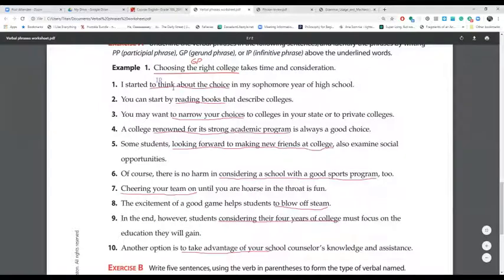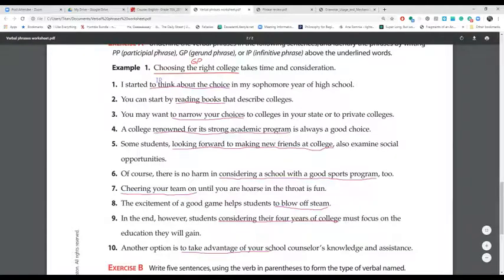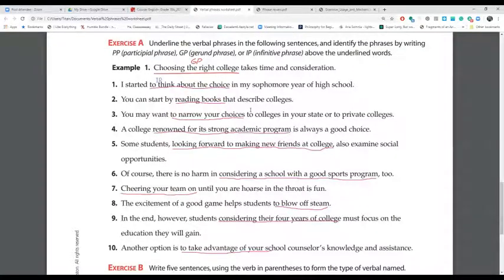Okay, number two, you can start by reading books that describe colleges. Okay, is this a gerund phrase or a participle phrase? Number two. Is it modifying this subject or this noun you, or is it modifying the verb start, or start by even?